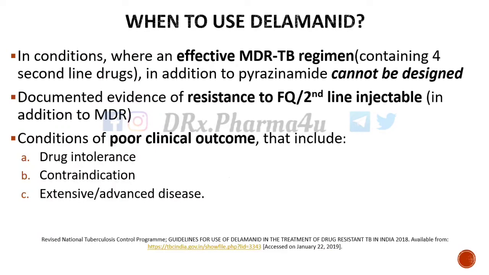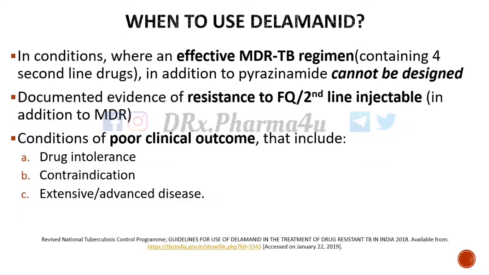When can we use it? In conditions where an effective MDR TB regimen in addition to pyrazinamide cannot be designed. That means either pyrazinamide cannot be used, or if you look at the MDR TB regimen, which I explained in the previous video, there any of the drugs cannot be used. So if you can't properly make an MDR TB regimen, due to contraindications or due to resistance, then we can use DELAMANID.